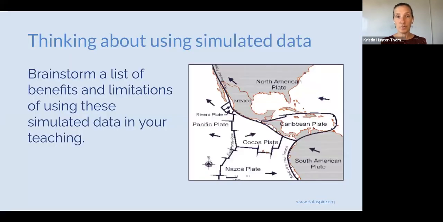So what's an example? Plate tectonics. When we draw the lines of the plate boundaries, this is simulated data. So pause the recording and brainstorm a second. Just think of 5 benefits and 5 limitations for using simulated data in your teaching. You can think about here with plate boundaries, or you can think about something else. Let's make it 3. 3 benefits, 3 limitations. Okay, once you have them, come back, turn the recording back on.